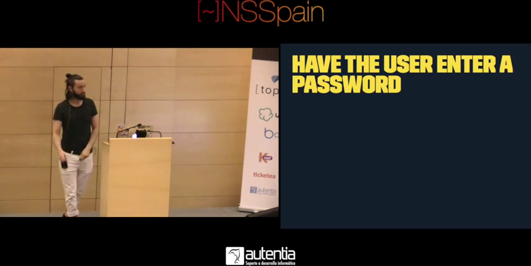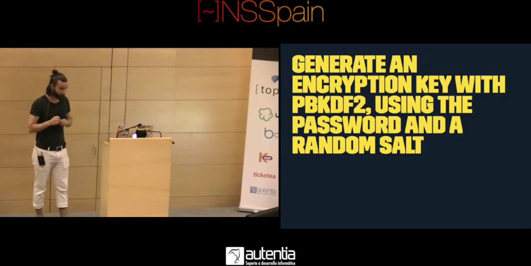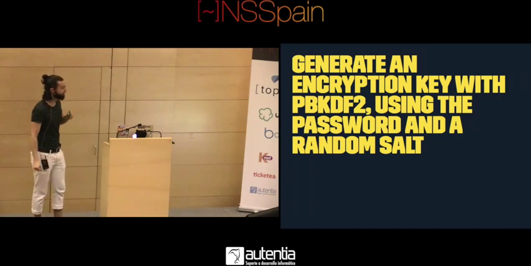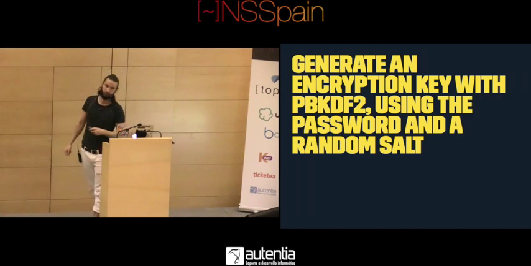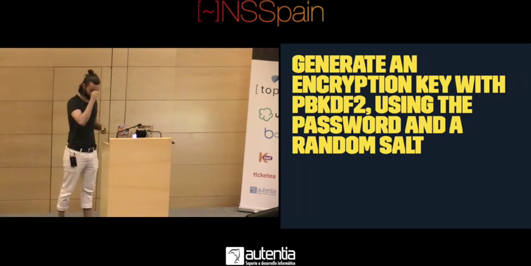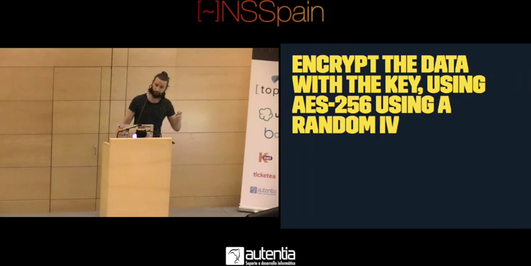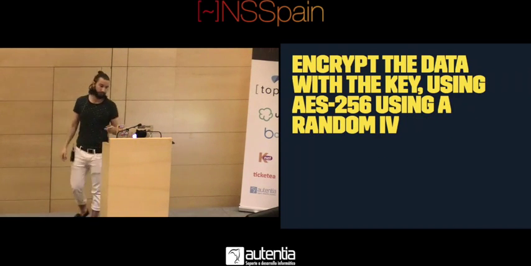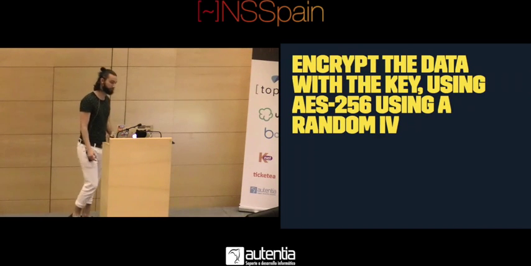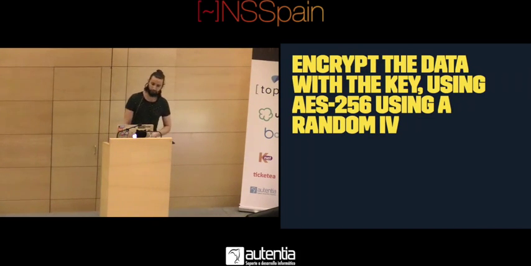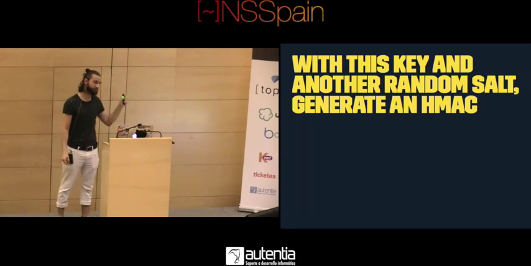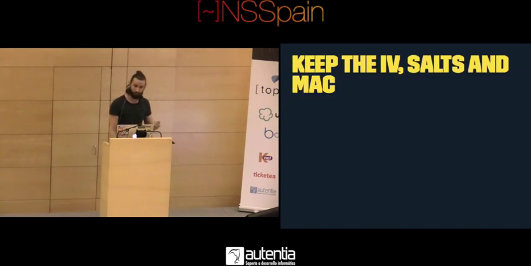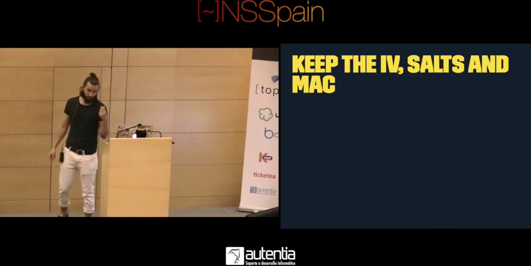You then have the user enter a password. With this password, you generate an encryption key with PBKDF2 using the password and a random salt. Without the random salt, you lose a lot of entropy and it becomes much easier to brute force. You encrypt the data with that key using AES-256, the same as the hardware encryption used on the iPhone in the first place, using a random initialization vector. With this key and another random salt, you generate an HMAC. You will use this to verify that what you decrypt later is what you encrypted in the first place.